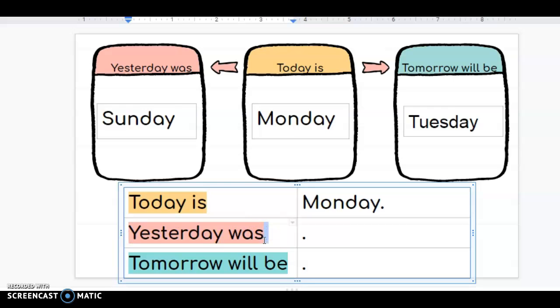Another way that we can find out is look at the color that yesterday was. That color is pink, and this rectangle here is also pink, so that's another clue. So the pink box says yesterday was Sunday. Tomorrow will be, what comes after Monday? In the blue rectangle, tomorrow will be Tuesday.